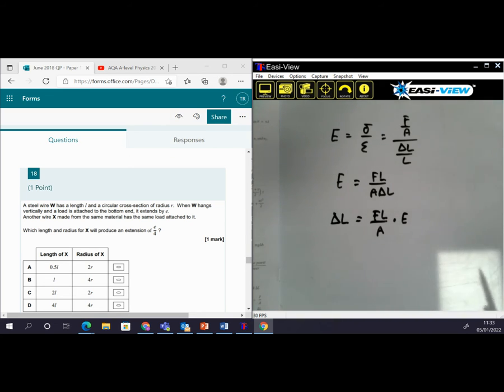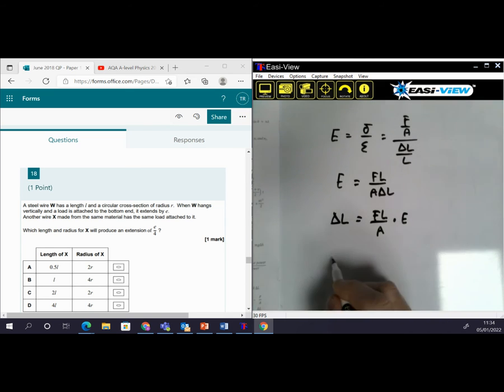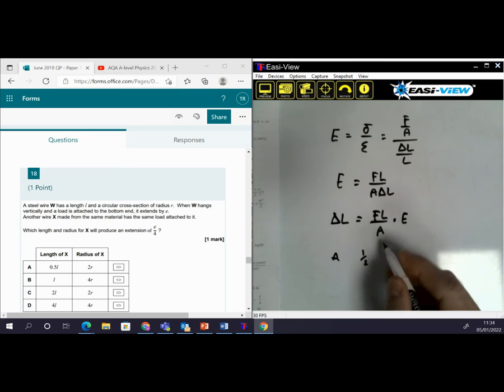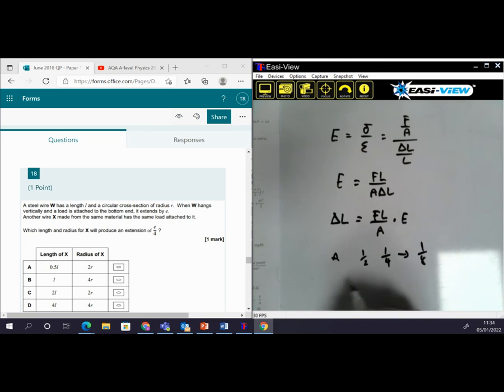So this should help us work out what's going on. If we look at line A, we've halved the length, so we halve the extension, and then we double the radius. If we double the radius, that quadruples the cross-sectional area, and that will reduce the extension by a factor of 4. So line A, the first part, we've halved it, and then we've reduced it by a factor of a quarter. So they'll combine to give us an eighth. That's not what we want.